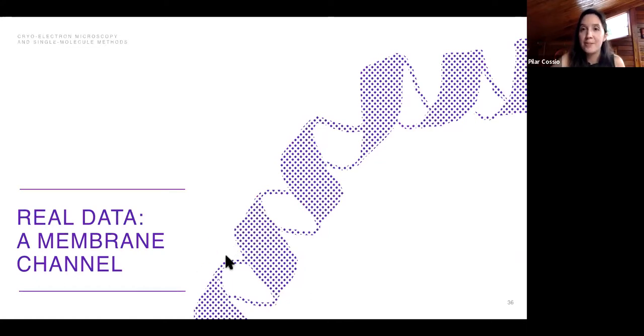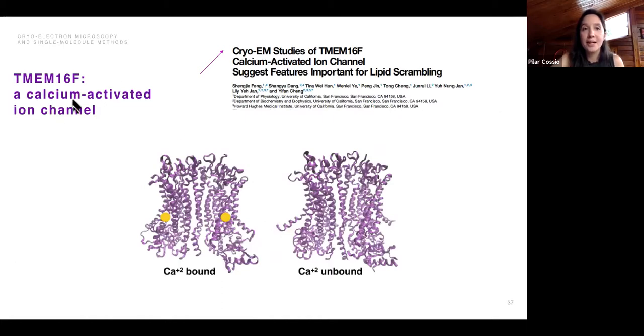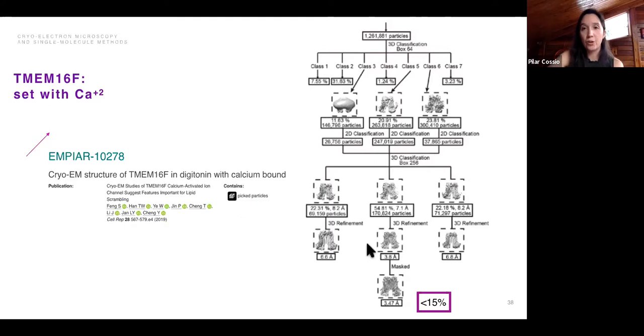Okay, so now I just want to finalize the talk showing you some results with real Cryo-EM data for a membrane channel. This is a calcium activated ion channel, and it was solved at high resolution by Yingfang Cheng's lab a couple of years ago. They have these two conformations, the calcium bound conformation and the calcium unbound conformation. We focused on the set available at EMPIAR that was made with calcium and imaged with calcium.